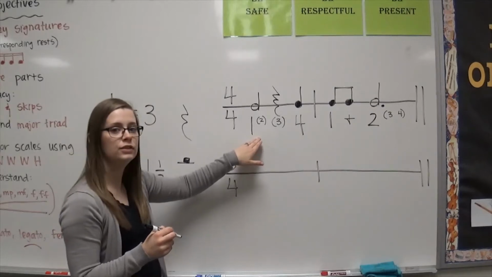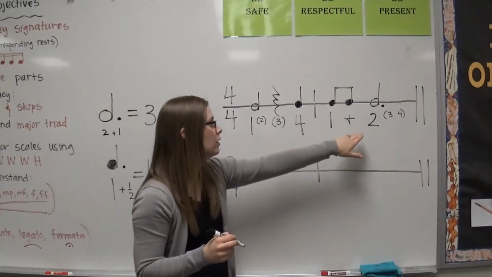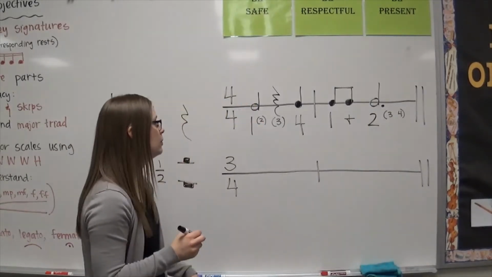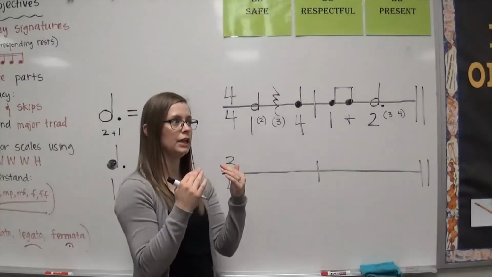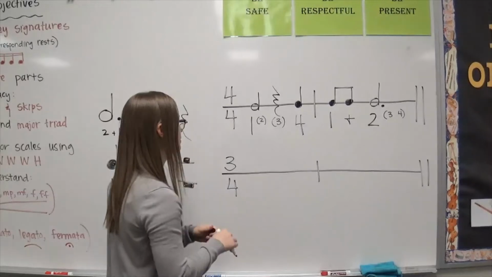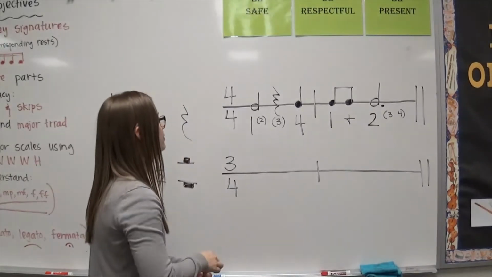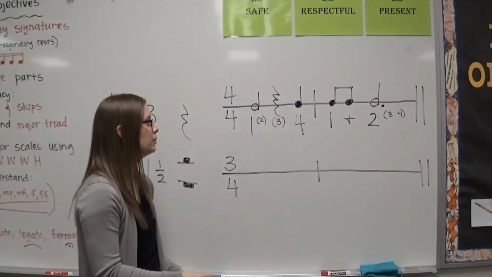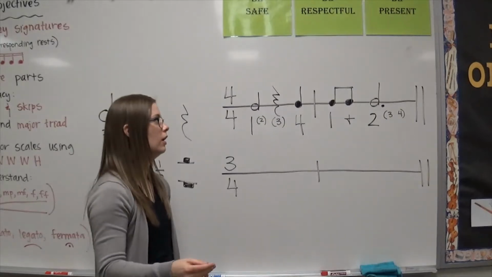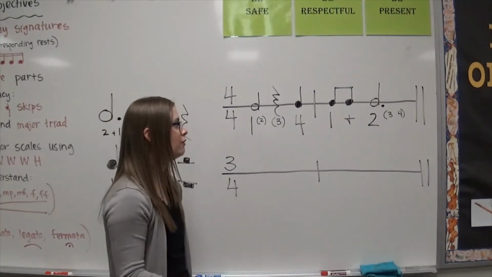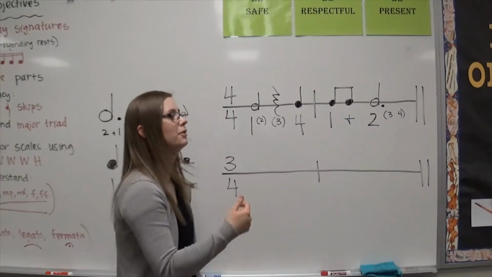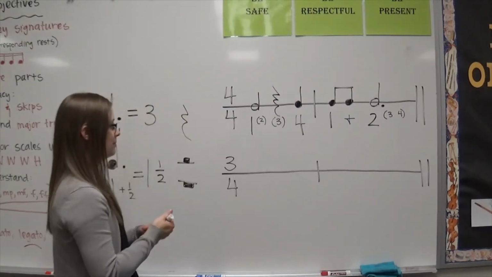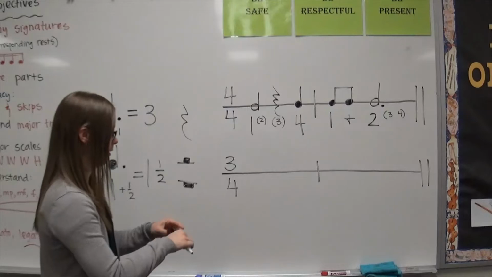Remember, we hold out these notes. Whatever beat they start on, that's what we hold out. And then on the rests, we stomp and we don't say anything because it's a beat of silence. All right, let's count it. 1, 2, ready, go. 1, 2, 3, 4, 1 and 2. Awesome.